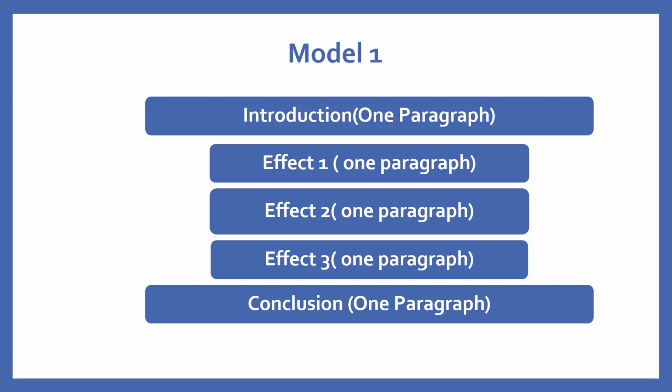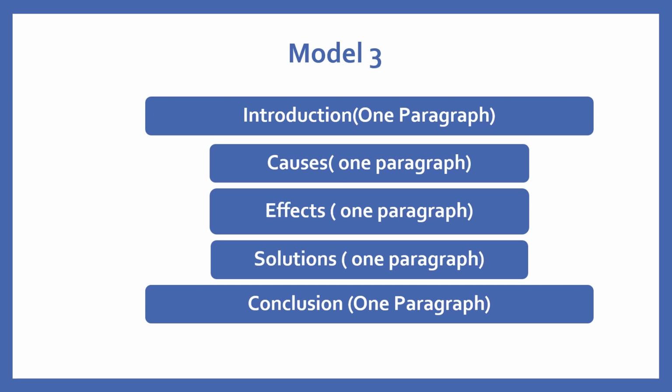The second model is the following. It's only about causes. So we have introduction, cause 1, cause 2, cause 3. It depends again. We have just causes. Then we move to model number 3. We have both causes and effects, but also we have solutions. So for paragraph 1 we have causes, paragraph 2 we have effects, and we have solutions for paragraph 3. Then we have the conclusion and the introduction at the beginning.